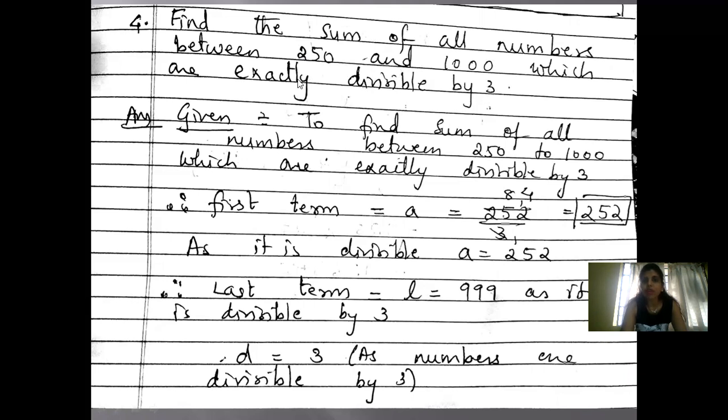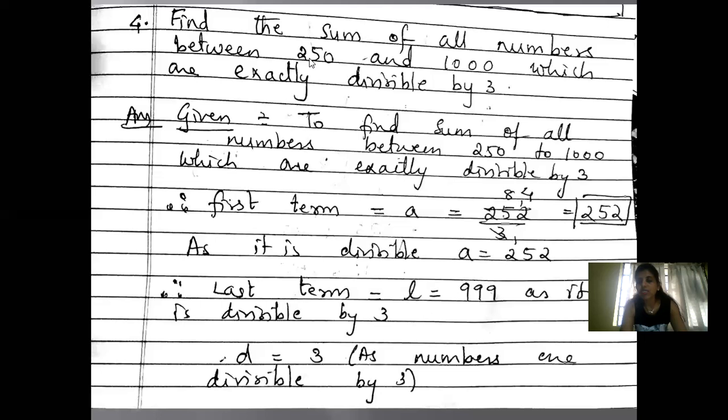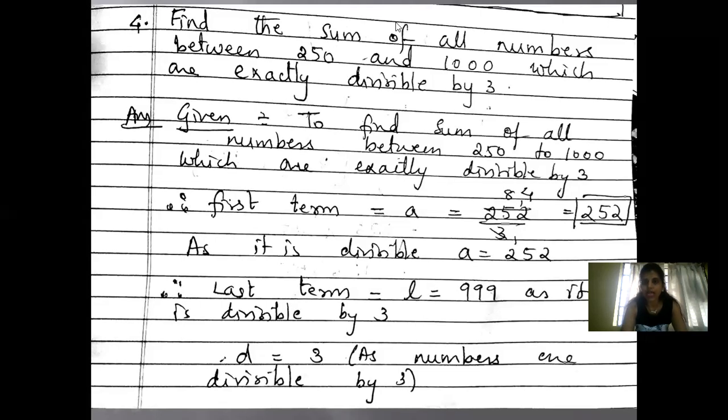So d is equal to 3. And then from 250, you have to find out which will be the first number divisible by 3, and before 1000, which number will be the last number that is divisible by 3.